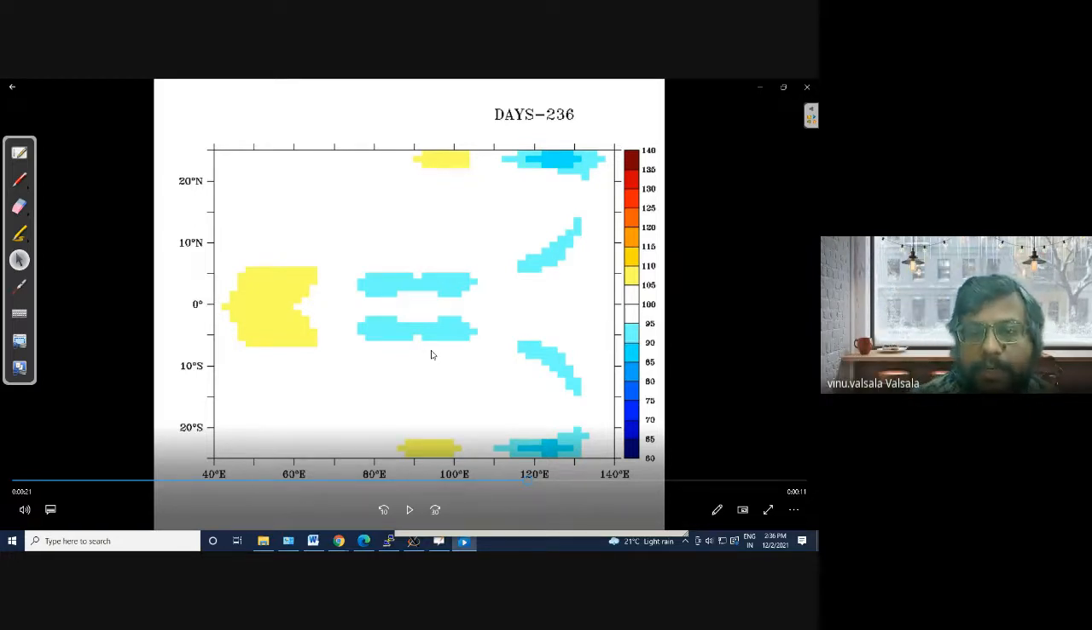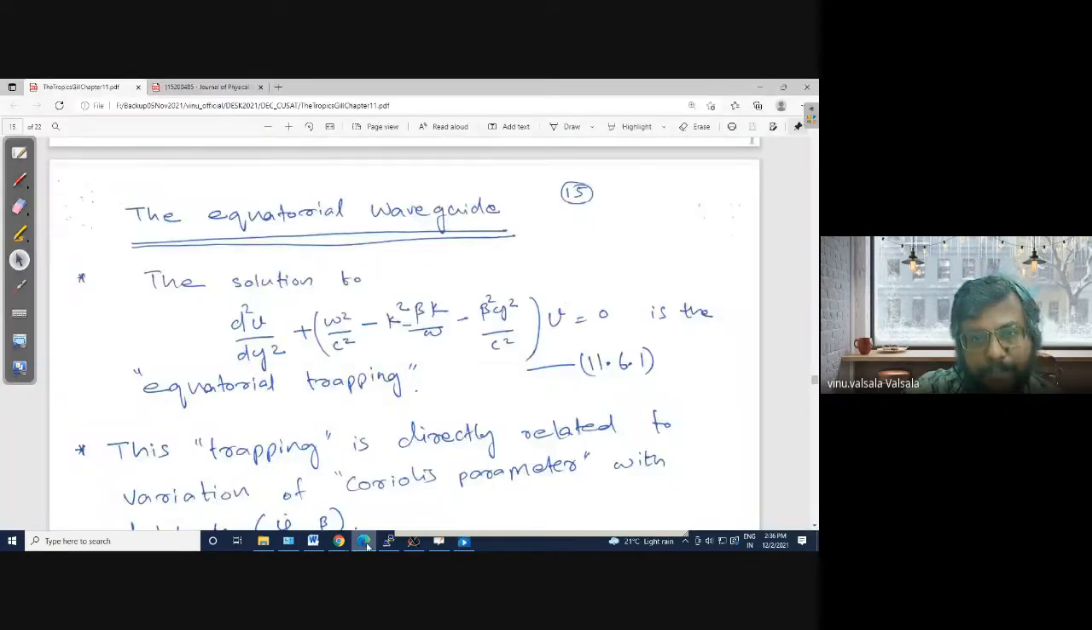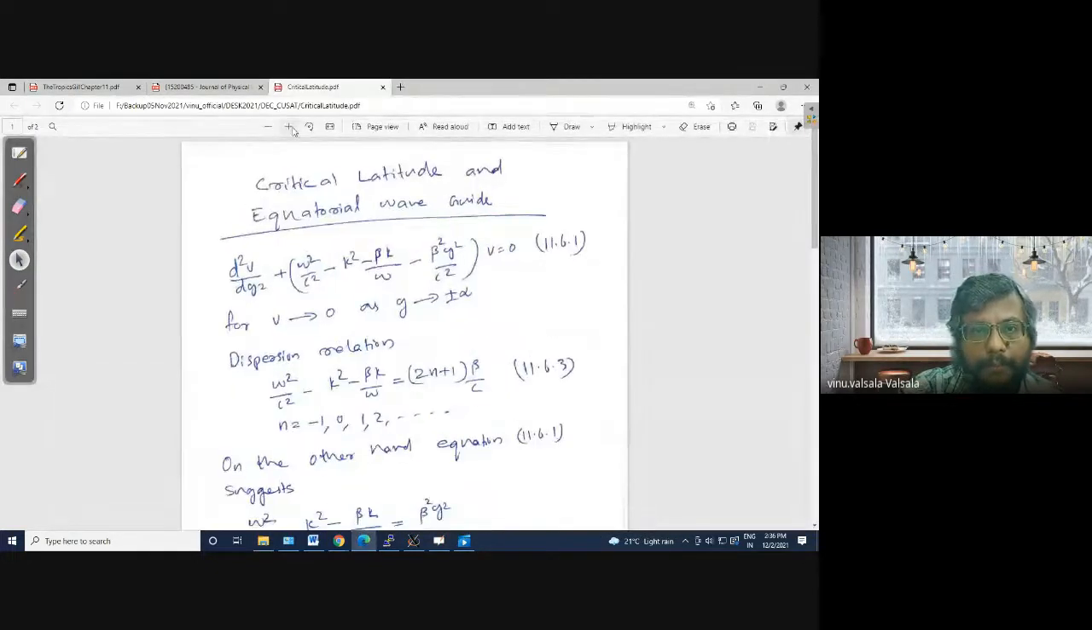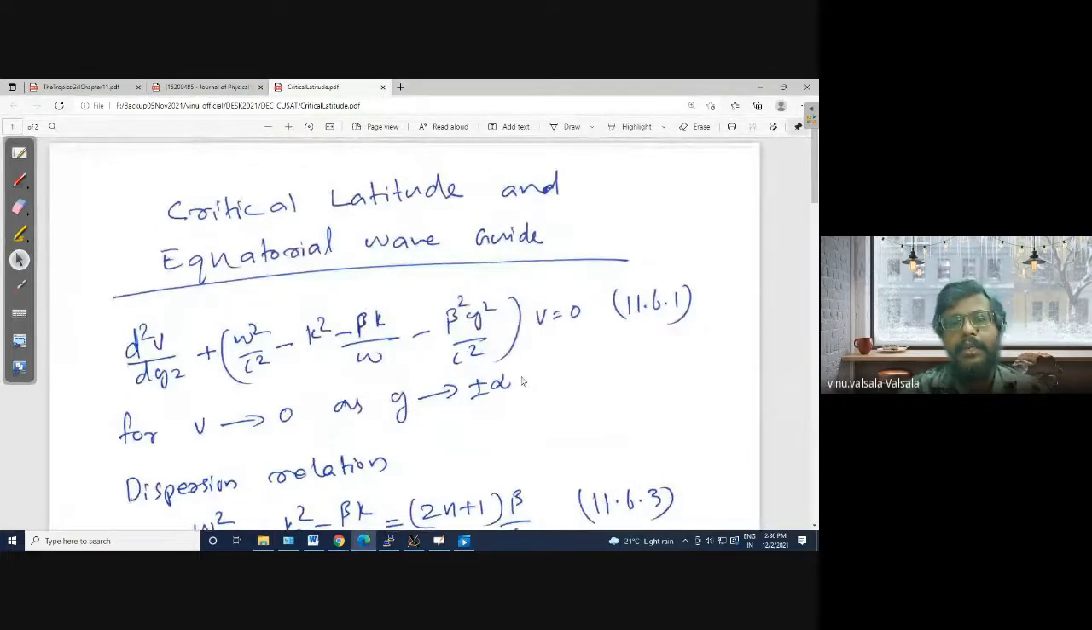So what is that critical latitude? That's what I am going to discuss further in the theory today. To understand the critical latitude concept, let me pull up a note here. Let us examine what the critical latitude and equatorial waveguide are. Within this critical latitude, all the waves are guided within the tropics.